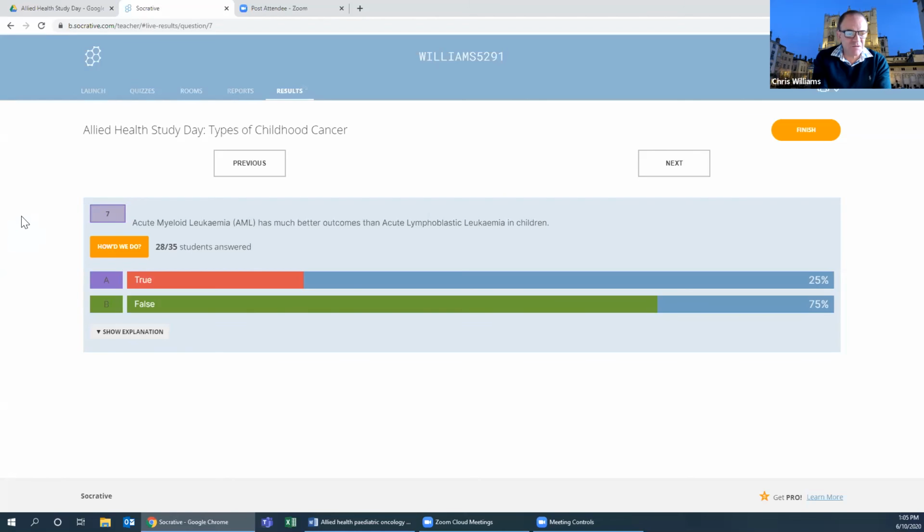And so that's an important thing to differentiate from, because they're very different treatments. The AML treatment is very toxic and has a lot of side effects and needs a lot more allied health referrals. Next question.